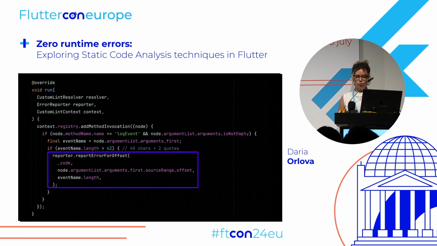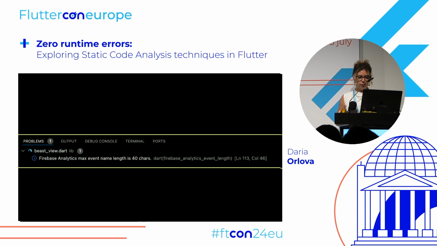Finally, if that's true, then we report this piece of code via the reporter, calling the method report error for offset. We specify the code that we have, the name of the lint and the description of the lint, the offset, and the length, a number of characters. Finally, when we do that, we will see this in our console.